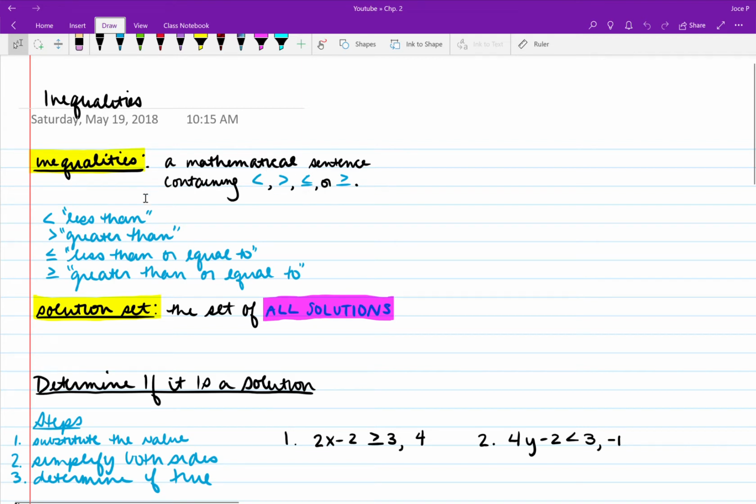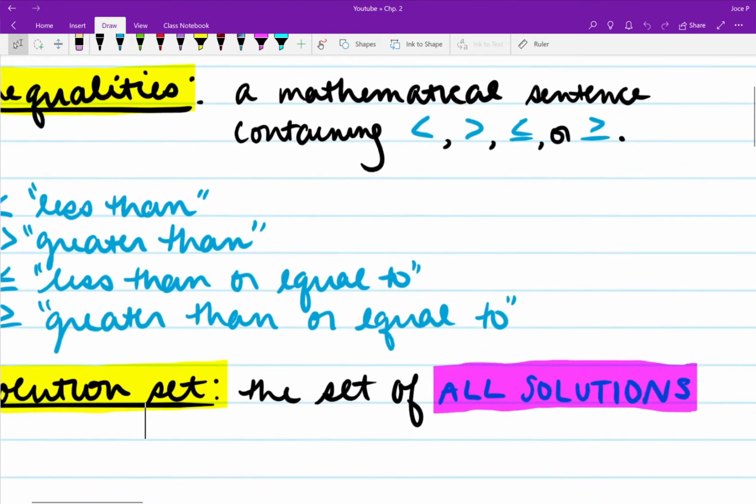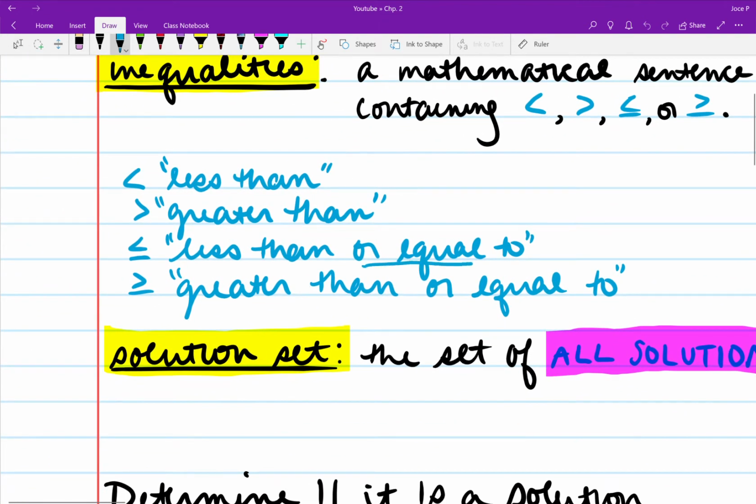Well, the first one is the less than sign. The next one is the greater than sign. The next one is the less than or equal to sign, and the following is the greater than or equal to sign. The ones that have the or equal to also have that little line underneath, just like an equal sign.